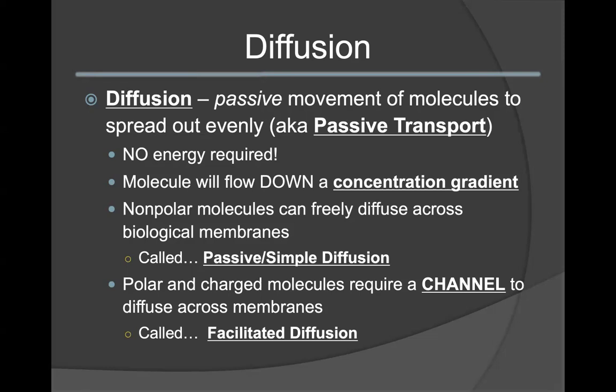However, anything that is polar or anything that is charged cannot move across the membrane without the use of a protein. In these instances, you will need a channel in order for these molecules to pass. In this case, we call this facilitated diffusion. The movement of these molecules is going to be facilitated by a protein.